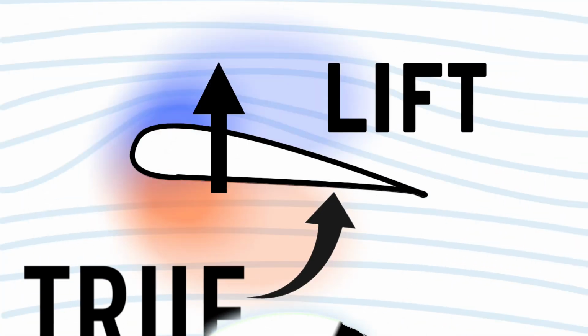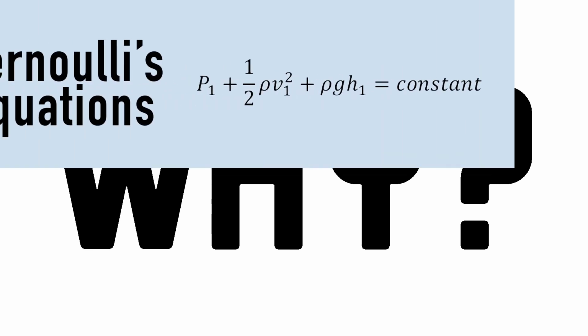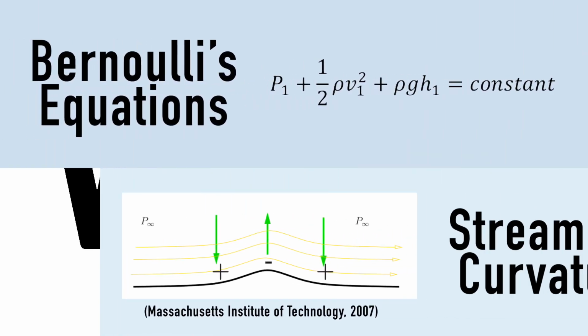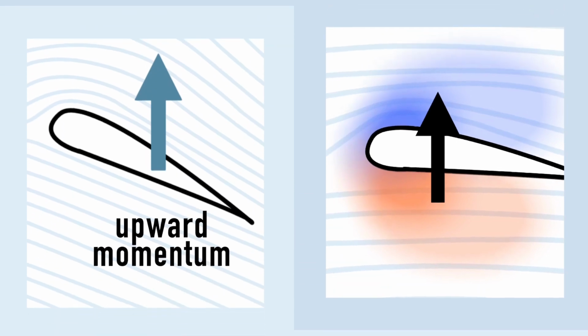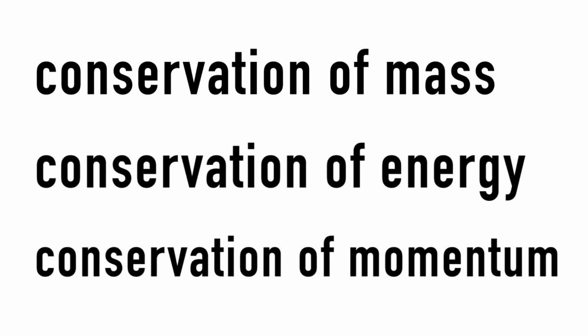Though the equal transit time explanation is wrong, there is a pressure difference between the top and bottom of a wing. The reason for this pressure difference can still be explained by the Bernoulli equations, but also through ideas like streamline curvature. In the end, both of these explanations hold some truth, and it requires components of each to accurately adhere to the laws of conservation.